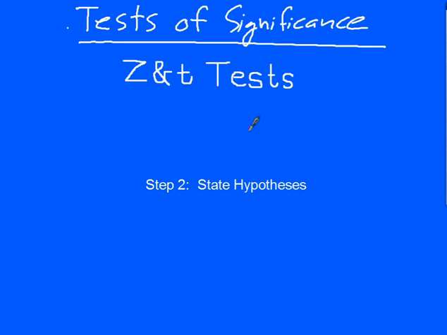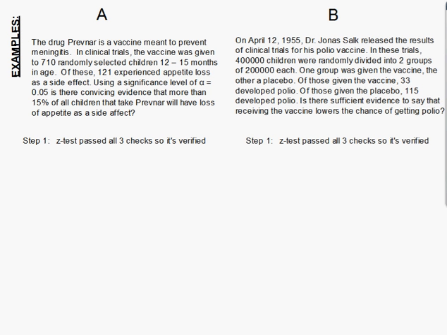In step 2 of Z or T tests, we need to state the hypotheses. Now, we're going to continue with the same examples of the Prevnar and the polio vaccine. We've already done step 1, right? The Z test has passed all 3 checks and it has been verified.